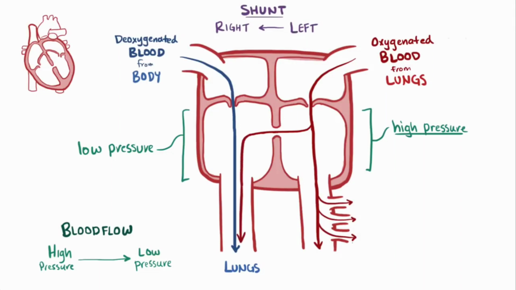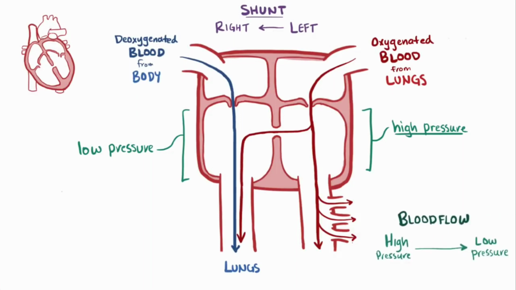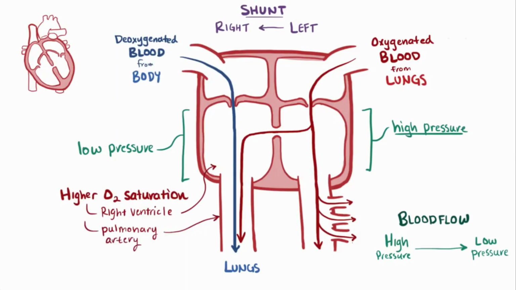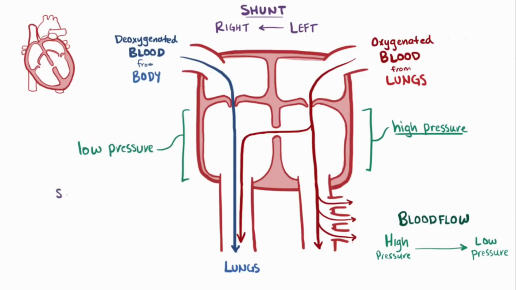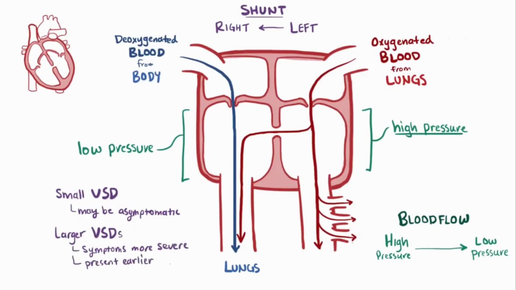Since there's more oxygenated blood over here, patients will have increased oxygen saturation in the right ventricle and pulmonary artery. Also, that blood flowing through the VSD can be heard as a hollow systolic murmur at the lower left sternal border. If it's a small VSD, it might be asymptomatic. As the size of the VSD increases though, symptoms tend to get more severe and present earlier on in life.